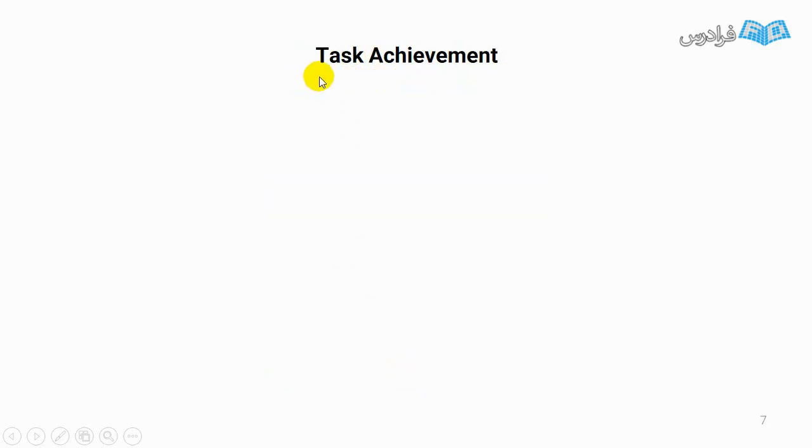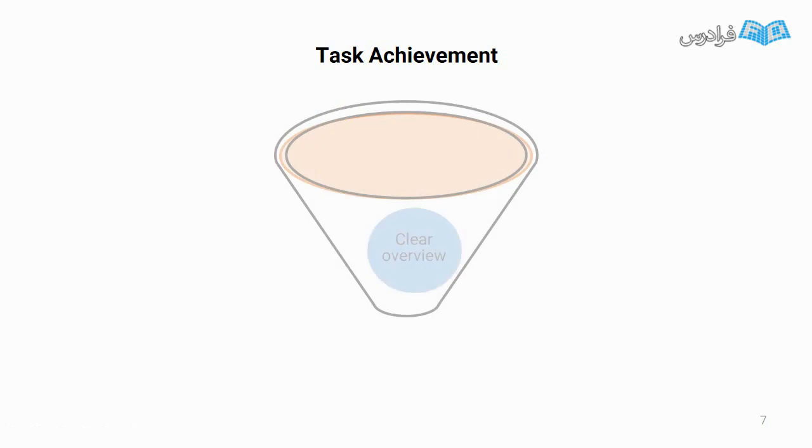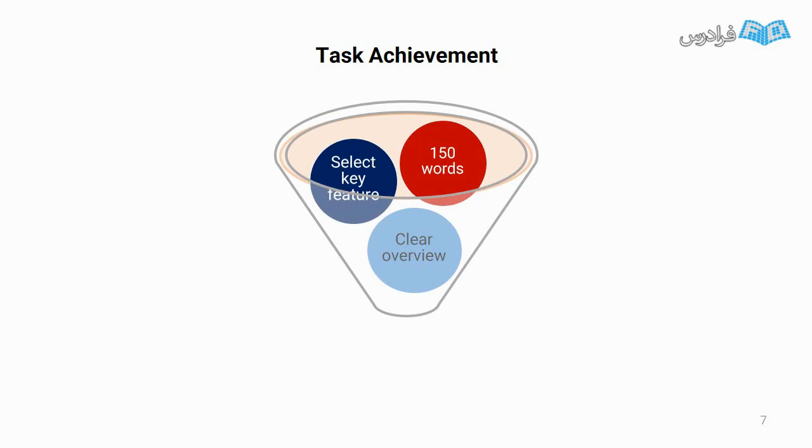Let's check what task achievement is. Task achievement refers to how you answered the question properly. For this, you have to do exactly all the points that the question asks you to do. There are 3 points in each question. The first one is that you have to select key features. Then use these key features to write a clear overview. And the easiest part is that there is a limitation. You have to write at least 150 words. Okay, task achievement is done.